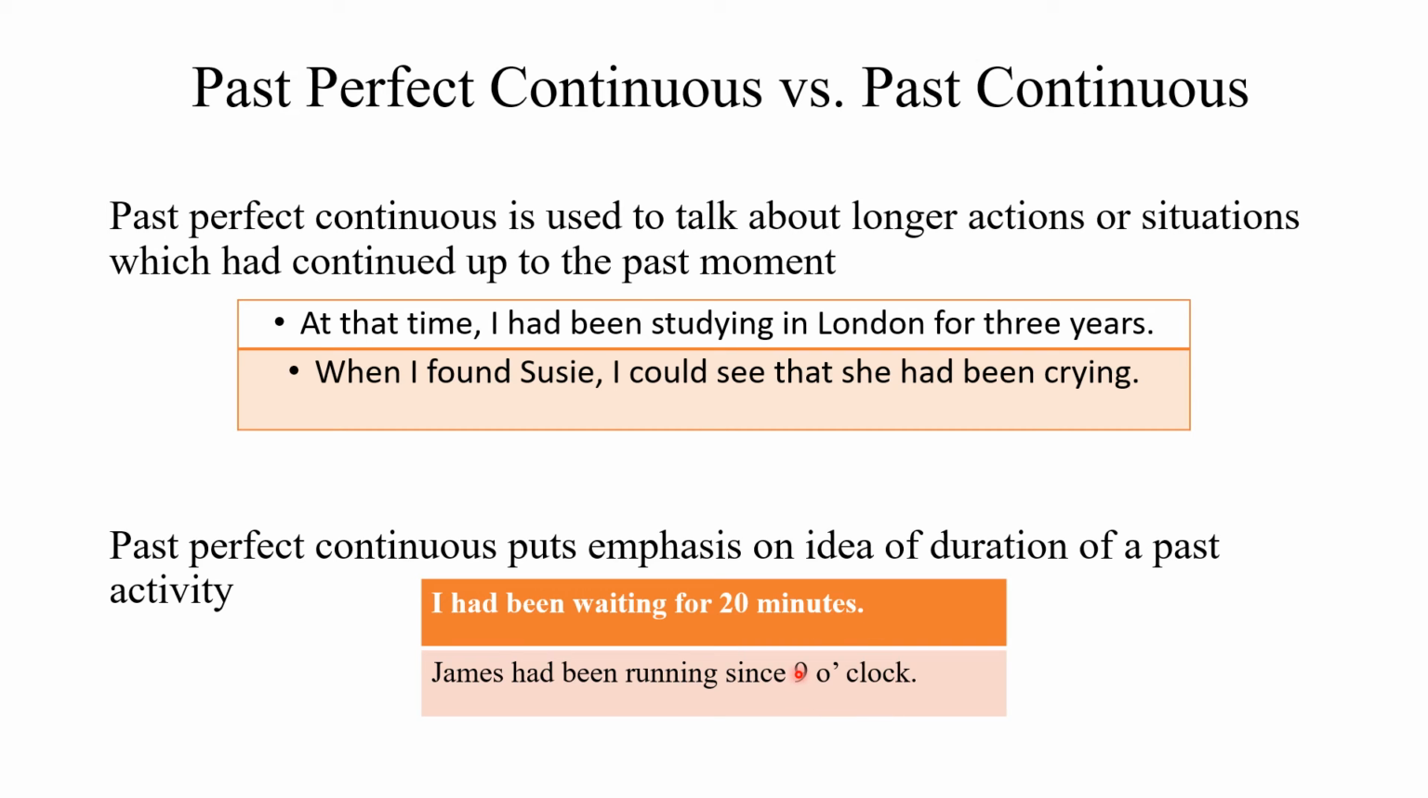Another difference can be that the past perfect continuous tense is used to talk about longer actions or situations which had continued up to the past moment. For example, at the time I had been studying in London for 3 years, or when I found Susie, I could see that she had been crying.